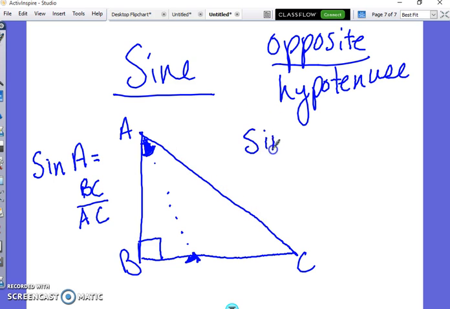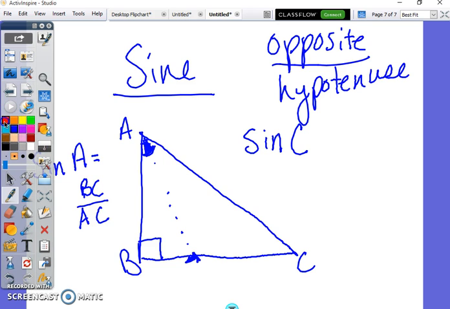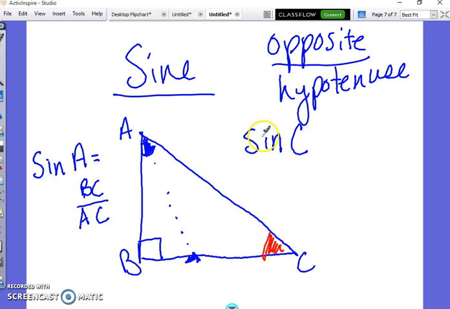So sine C is AB over AC. Your sine ratio is setting up the opposite side over the hypotenuse.